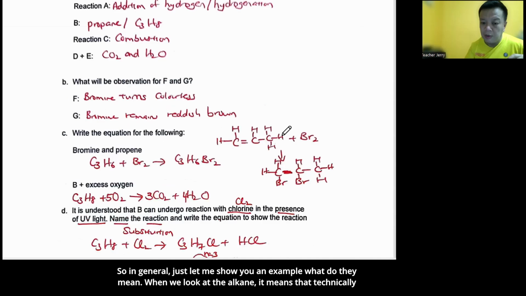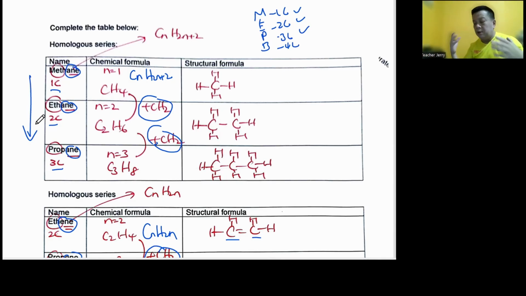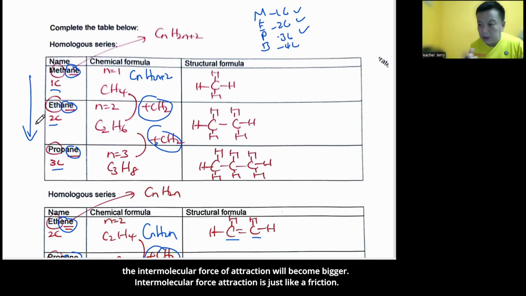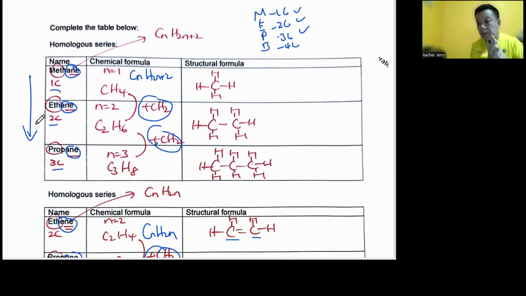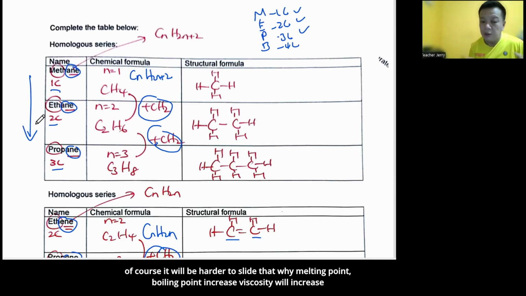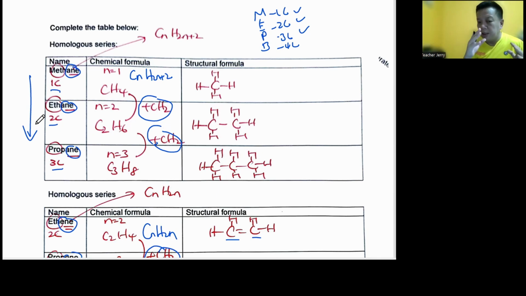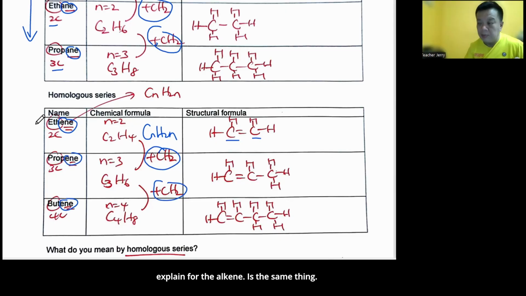What do they mean? If you look at alkane, technically, as the number of carbon increase, from one, two to three, the size become bigger. The intermolecular force of attraction become bigger. Intermolecular force of attraction is like a friction between the molecules. So therefore, you need more energy to overcome. And then of course it'll be harder to slide. That's why melting point, boiling point increase, viscosity increase, and of course when the carbon increase, it will become bigger. It's harder to burn. That's why flammability decrease. And this similar explanation will explain for the alkene. It's the same thing.